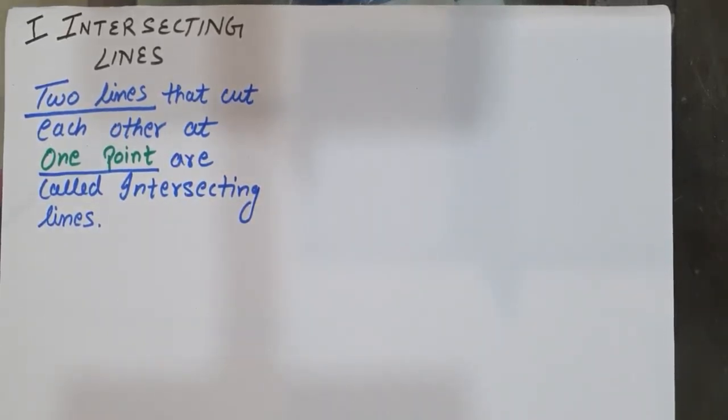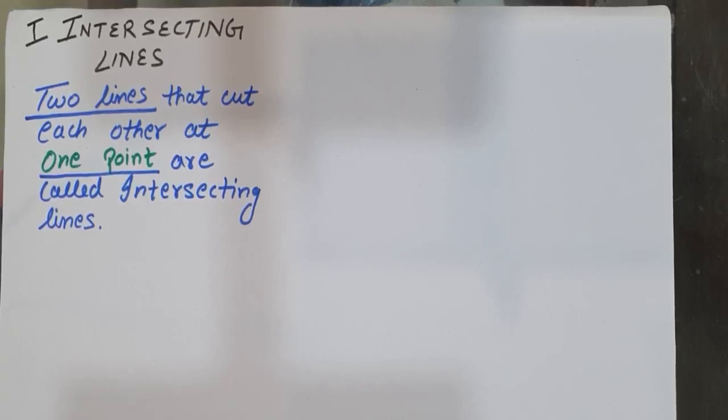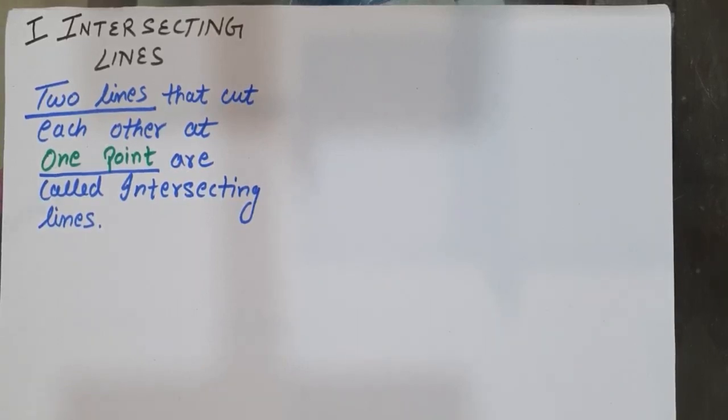Just focus upon the two words that I have highlighted over here. Two lines, which means there should be only two lines. Neither more than two lines nor less than two lines. So two lines that cut each other at one point. It means at one single point they must be cutting each other. Then they are known as intersecting lines.